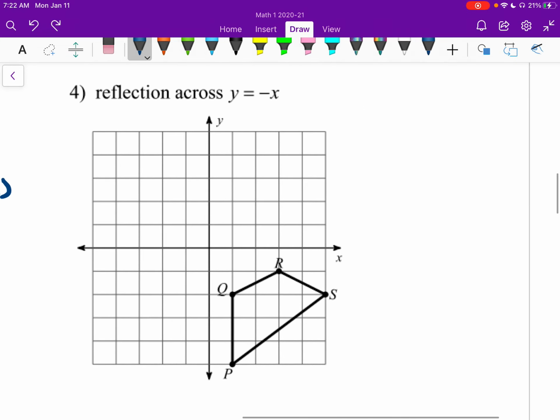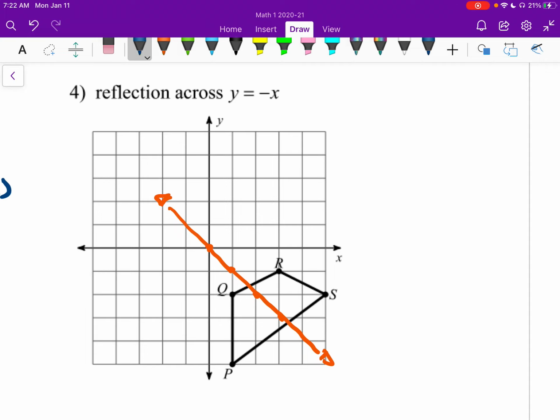All right, reflection on the line y equals negative x. That one starts at the origin, like last time, except now it's a negative slope, so it's going to go down 1 over 1, like this. So whenever I draw my line here, it'll look like that.